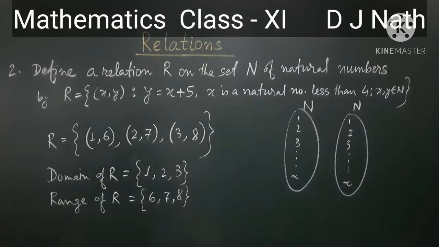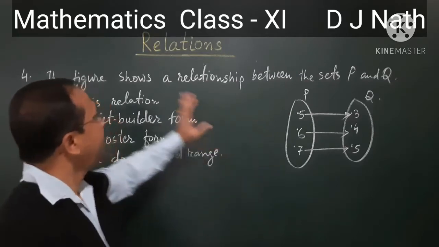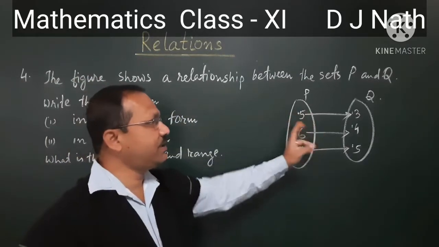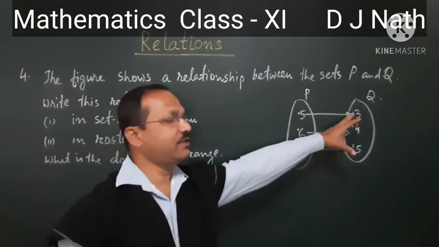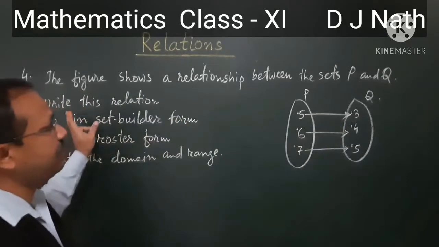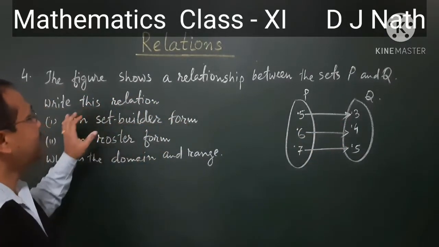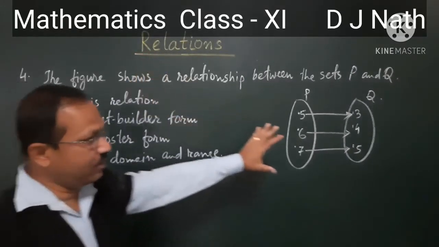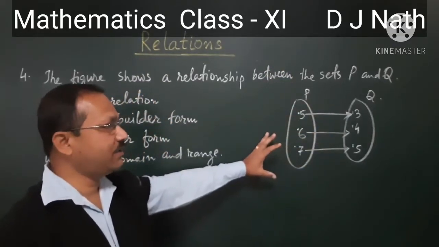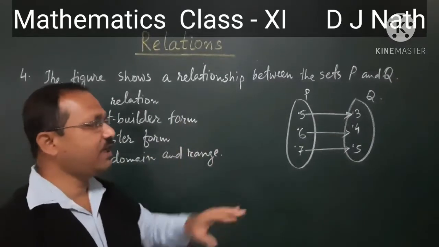We will see one more question. If we take this question, there is a figure given. The figure shows the relationship between the sets P and Q. Here are the elements of the set P and set Q, and the relation is indicated with arrow marks. Now, we have to write this relation in set builder form. Here, the relation is not defined. Only the figure is given. We have to define this relation in set builder form and in roster form, and find the domain and the range.